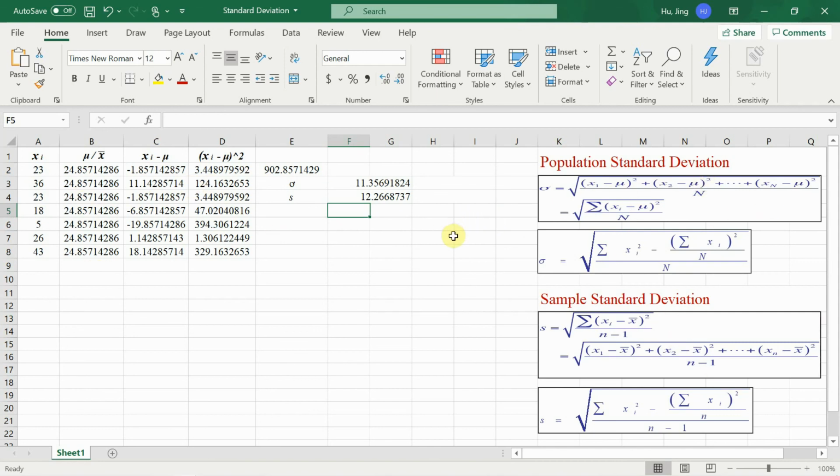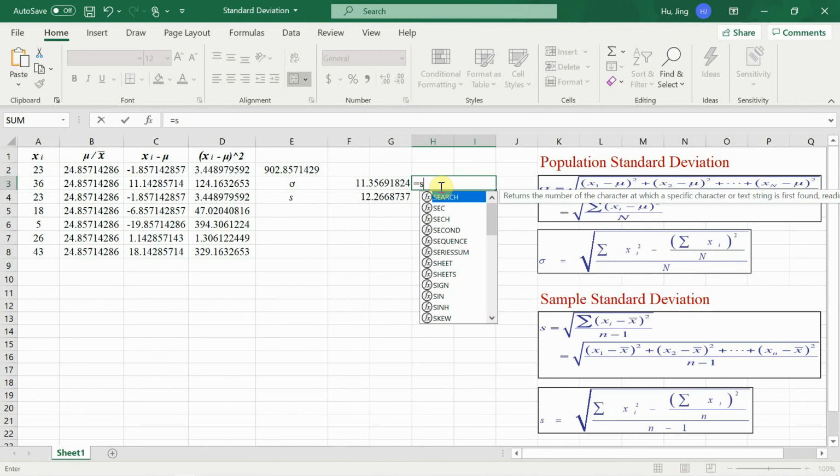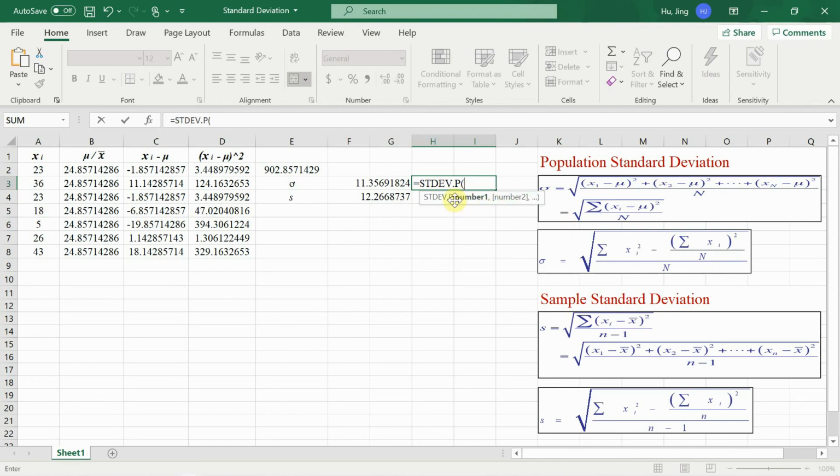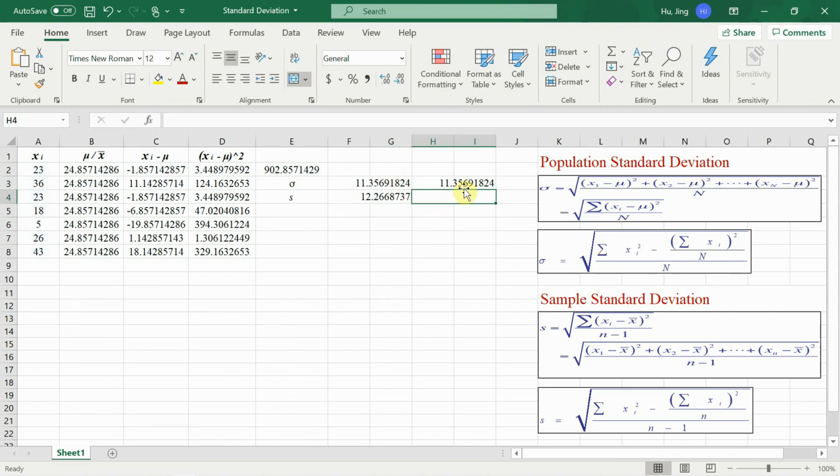Excel provides functions. We could easily just get these 2 answers. So now look, equals, directly just STDEV, the standard deviation. Dot P means population standard deviation. Dot S means the sample standard deviation. So you directly use this function dot P, then number 1, number 2. So that's our data set. Then enter. You see exactly the same answer.